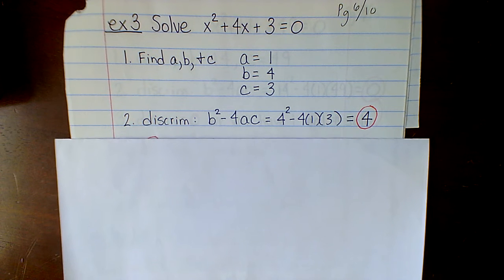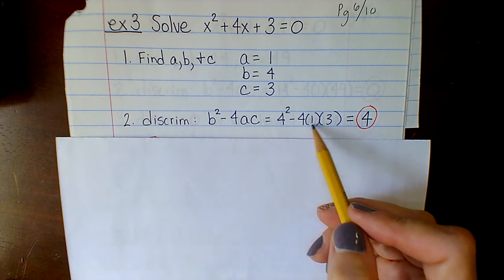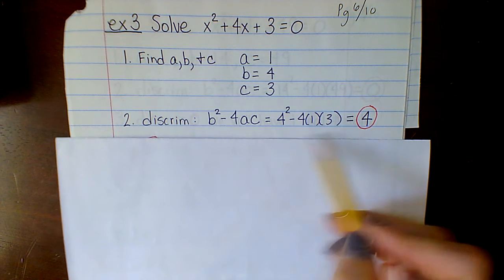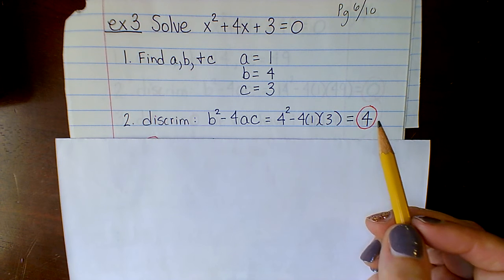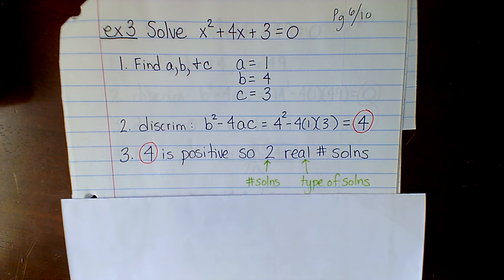The discriminant is just some plugging and chugging there. We get 4 squared minus 4 times 1 times 3. You can put all of this in your calculator, so you don't have to do this computation in your head, unless you just want to. 4 is positive. So we get 2 real number solutions.